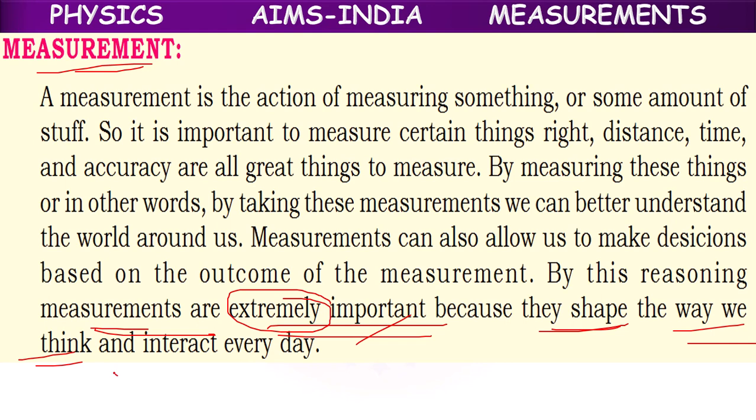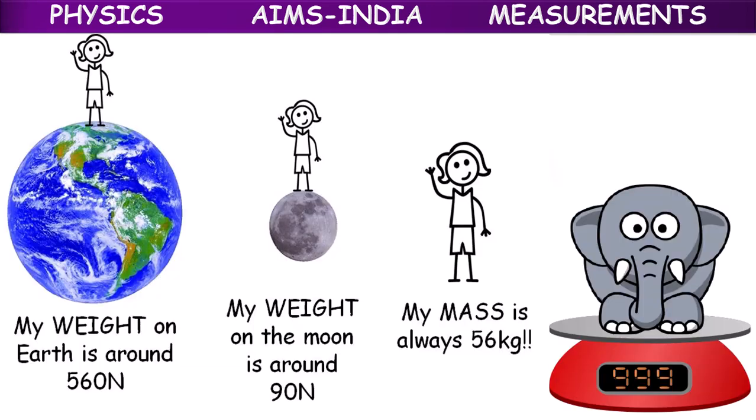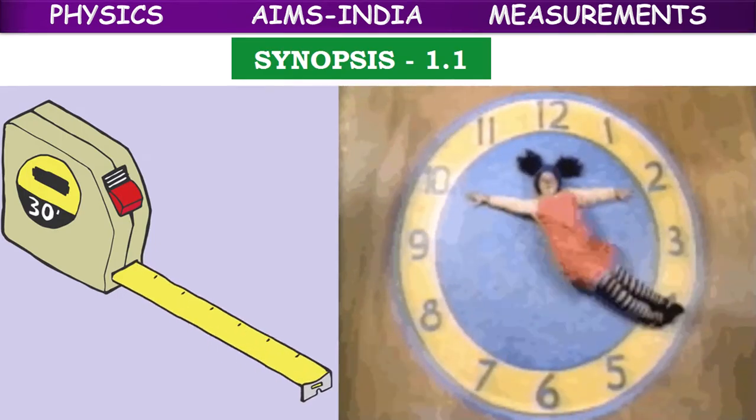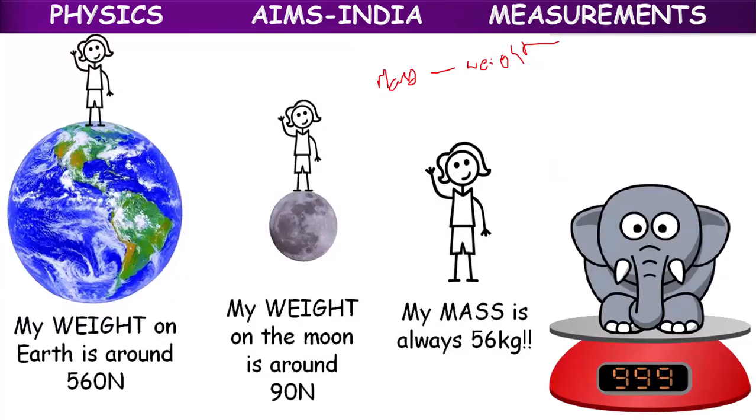The way we think and interact every day. In what way we are thinking, what is our complete exact requirement, that will be identified only with the measurements. So today we are going to discuss these words, mass and weight, because about length and time you have discussed in your earlier classes, children. So in today's class we are going to learn about mass and weight.